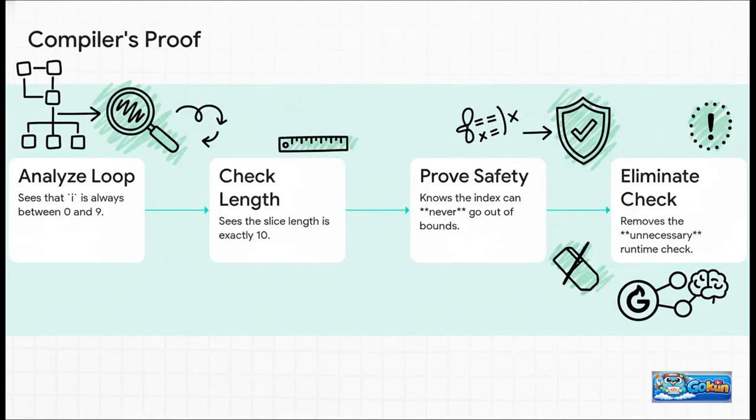It's not magic, it's just pure logic. It looks at the code in that super clear SSA form and plays detective. It gathers the facts. Fact 1, it sees a loop that runs from i = 0 up to, but not including, 10. Fact 2, it sees the slice we're using has a length of exactly 10. It puts those facts together and can mathematically prove with 100% certainty that the index i will always be safe. And once it has that proof, it says, okay, this runtime check is just redundant, and it removes it completely.